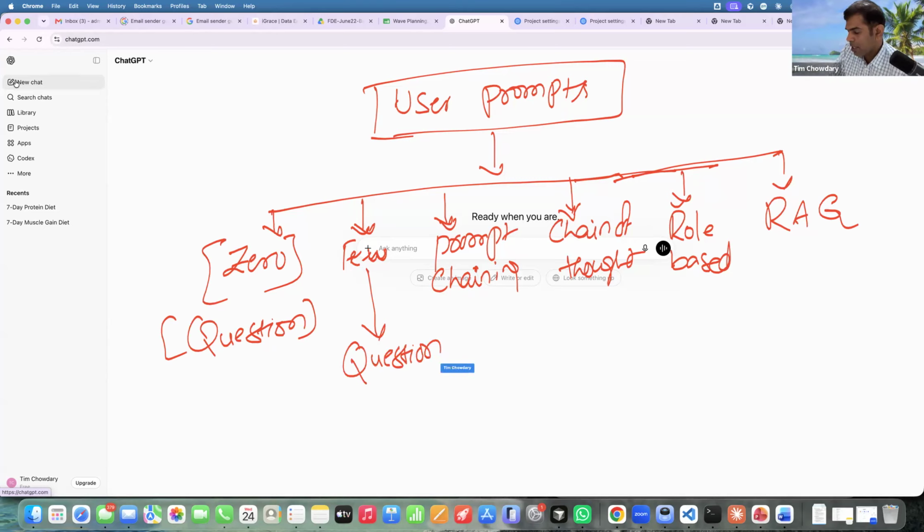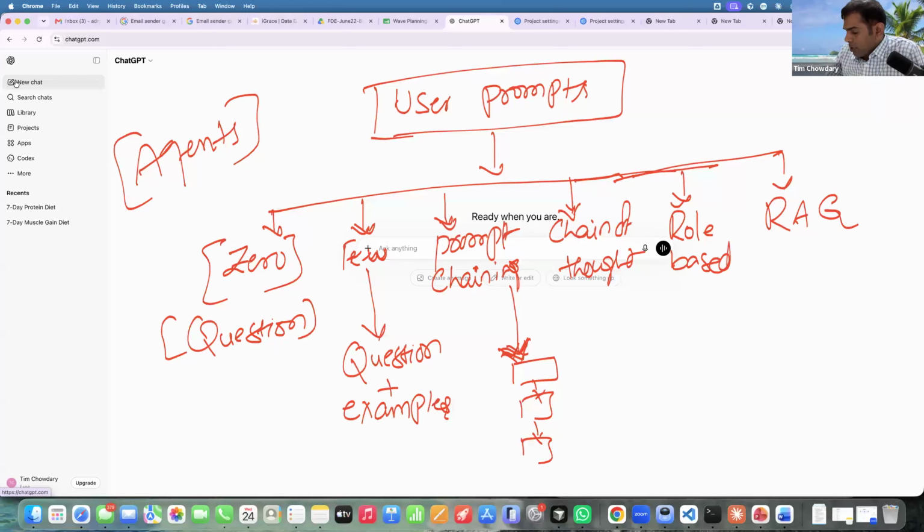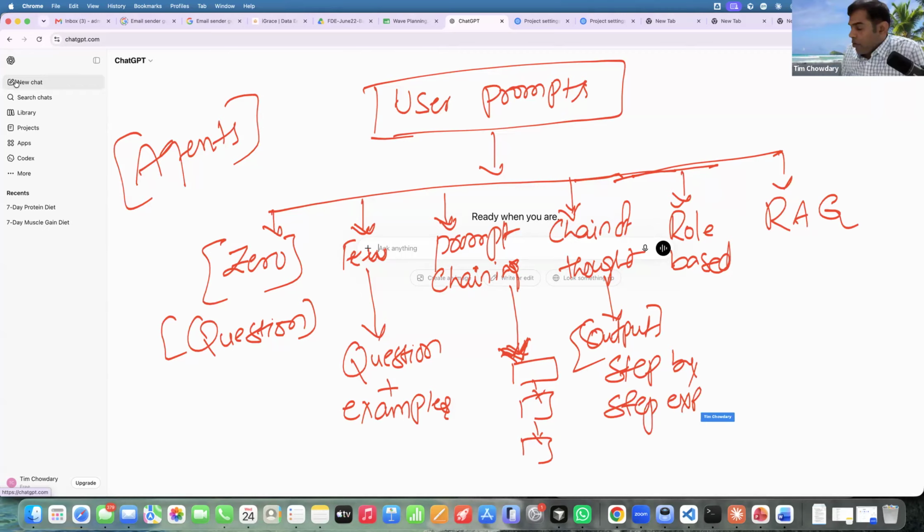Okay. Now, what is chain of thought? Chain of thought is more on the output, basically. You are asking the model to give step-by-step explanation for the output you created. What is the reason why you think this output is precise or relevant?